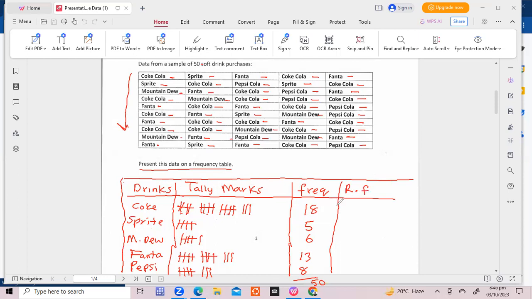So relative frequency, for Coca-Cola which is 18, you divide by the total 50. Then the relative frequency of Sprite is 5 over 50. Mountain Dew 6 over 50. Then 13 over 50. Then 8 over 50.